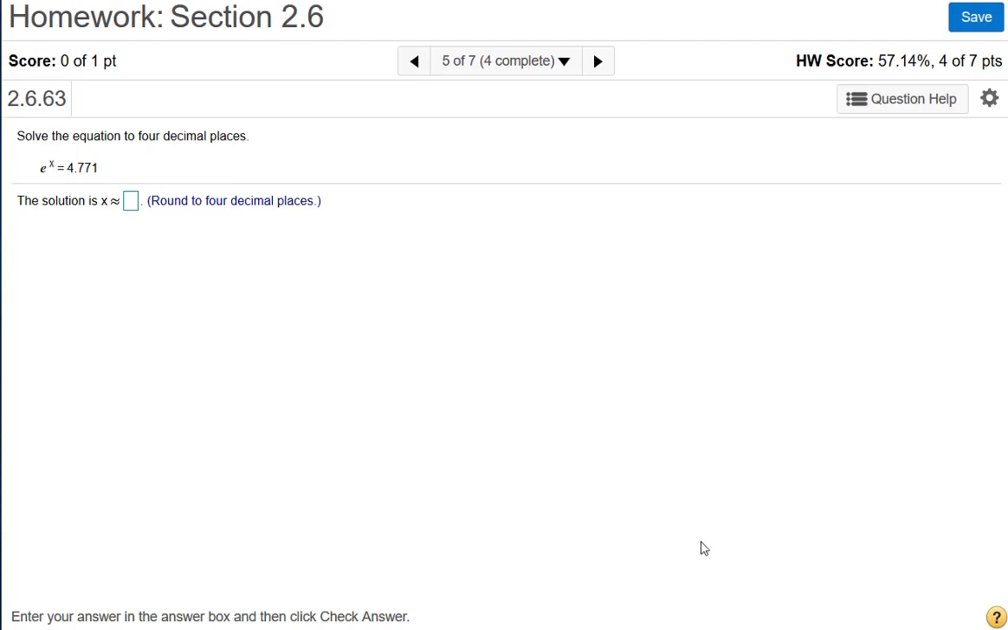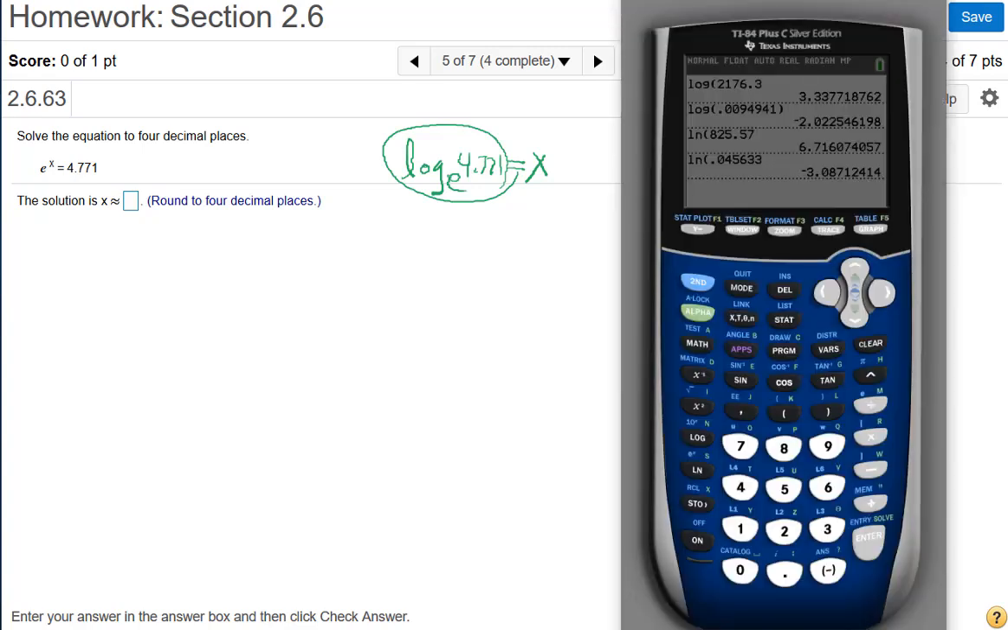And we use a similar process for this one. To change this into logarithm form, we start by writing log. The base is the e. The logarithm is the exponent, that's the x. And then the other number, 4.771. Now we'll take out our calculator and do the log base e of 4.771. That would be the ln of 4.771.